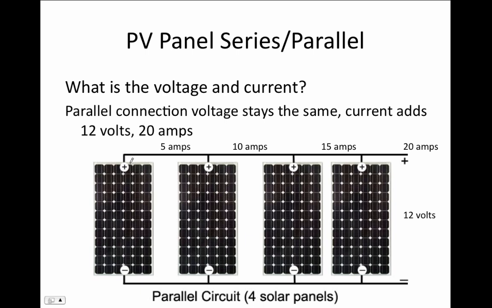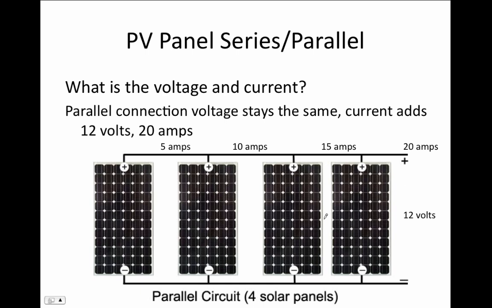This is a parallel connection because the pluses are all connected to the pluses and the minuses are all connected to the minuses. And in a parallel connection, the currents add. So each of these is putting out 5 amps. So here, if we measured the current, it'd be 5 amps. But after the second panel, we'd actually get 10 amps. And after the third panel, we'd get 15 amps. And after the fourth panel, we'd get 20 amps. So the total amount of current coming out of this whole parallel solar array will be 20 amps.